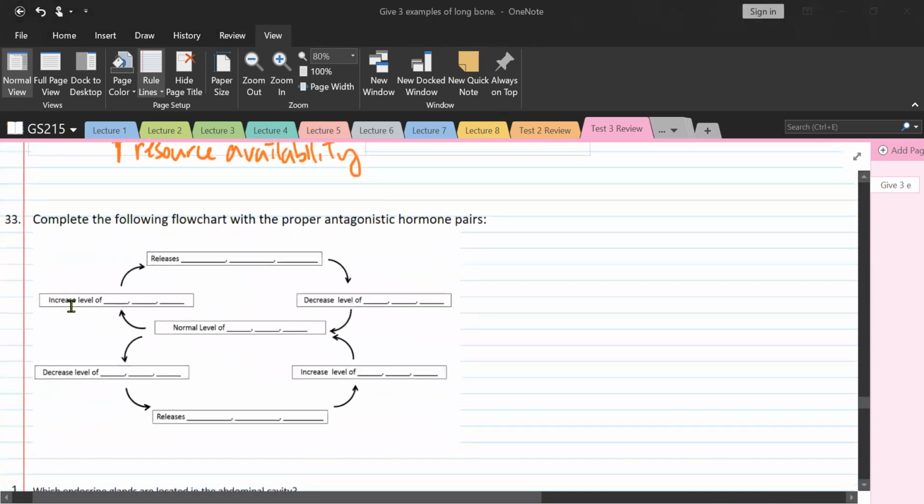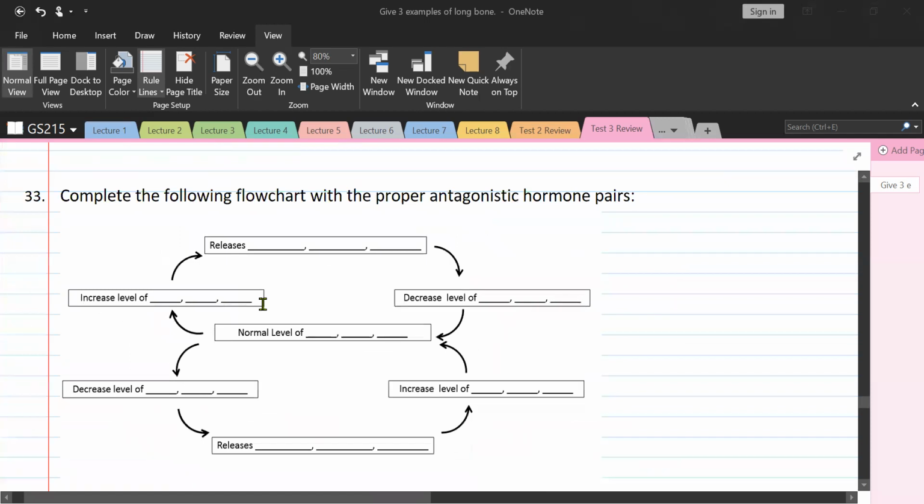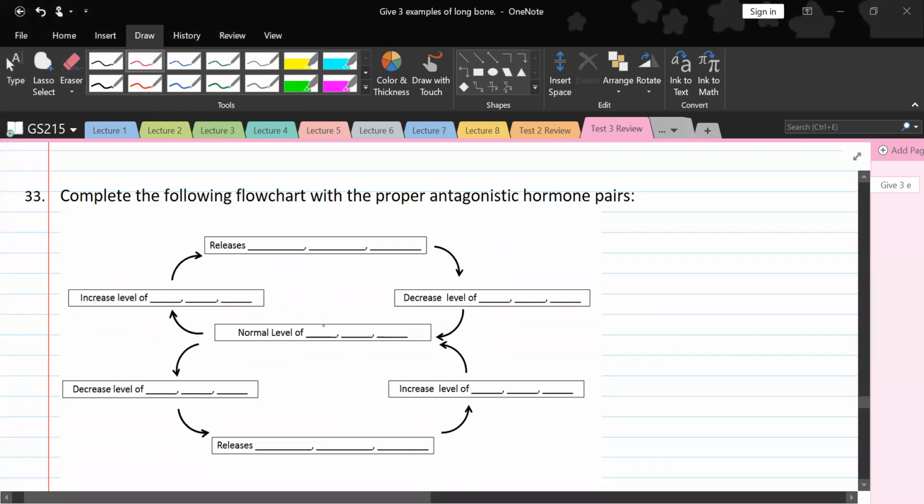Here's another chart. Complete the following chart with the proper antagonistic hormone pairs. By now you should know we talk about normal levels of sodium in the blood. An increased level of sodium will cause the release of ANH from the heart, and through the mechanisms that we talked about, acting on the kidneys, suppressing renin and the RAS system and aldosterone, it is going to decrease the level of Na+. On the other hand, if you have decreased level of sodium, we will release aldosterone, which through its action in the kidney will bring sodium back up. So that's one of the three antagonistic pairs that we talked about.